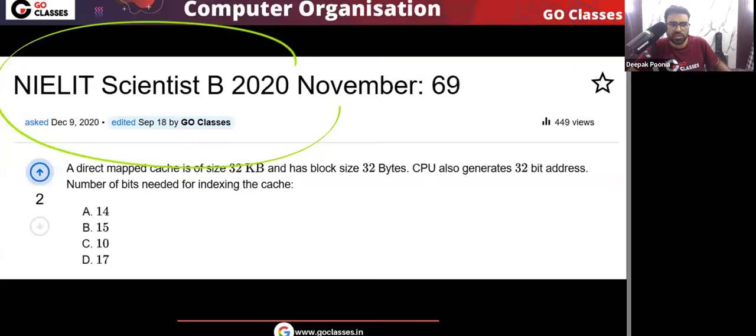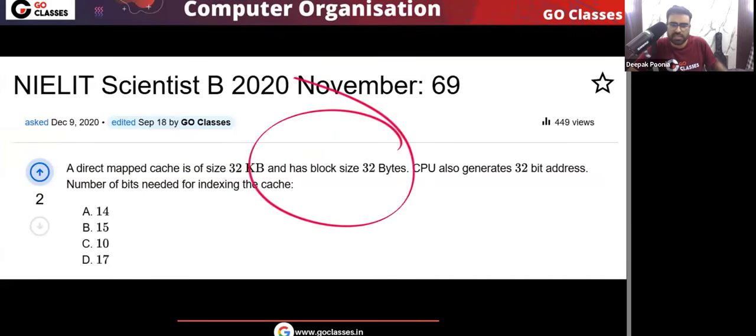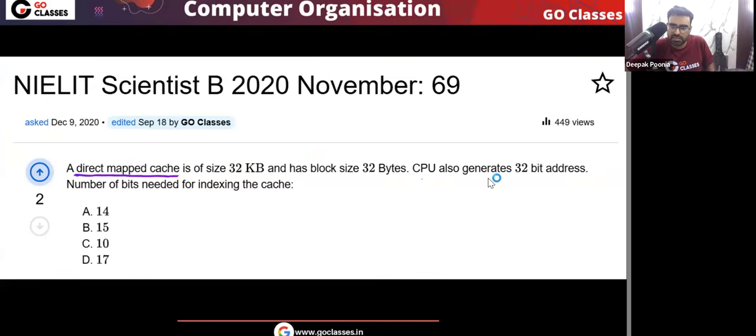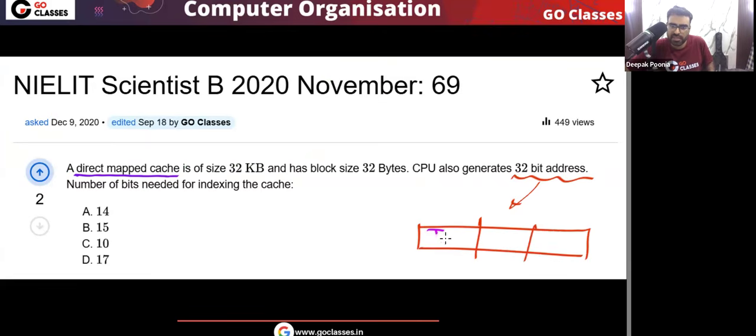Let's solve a NIELIT 2020 question. A direct mapped cache of size 32 KB has block size 32 bytes. The CPU generates a 32-bit address. The number of bits for indexing the cache. Remember, in a direct mapped cache, index means line index. We already know that in a direct mapped cache, this main memory address, this physical address, we can divide into three parts. The three parts are tag, index, and offset.